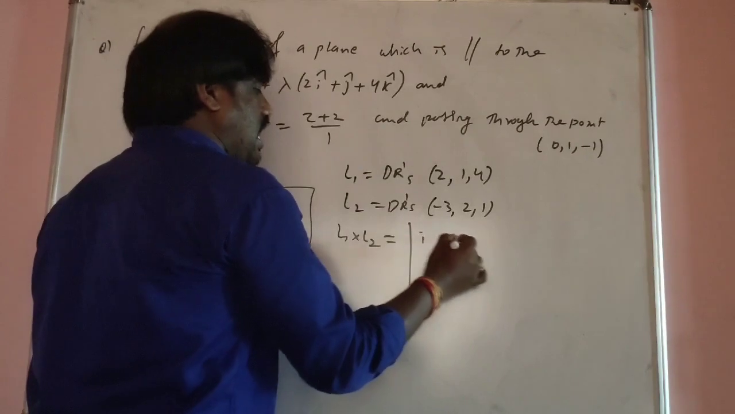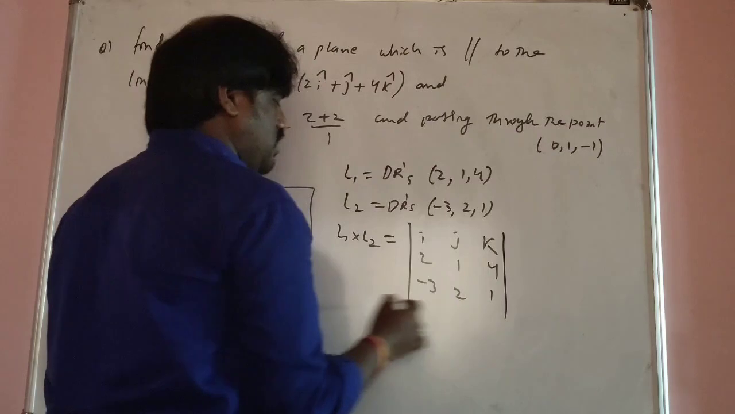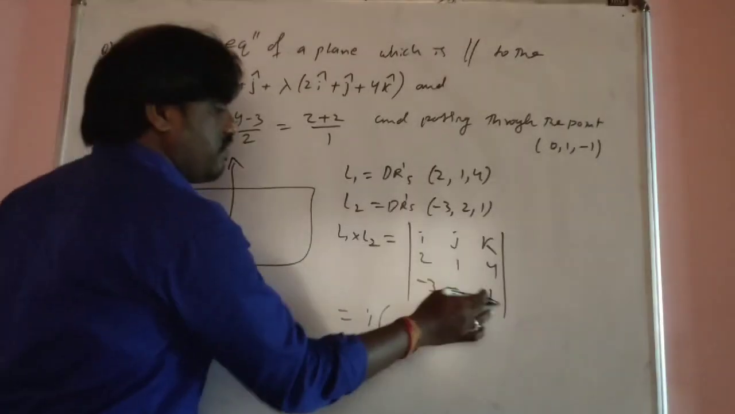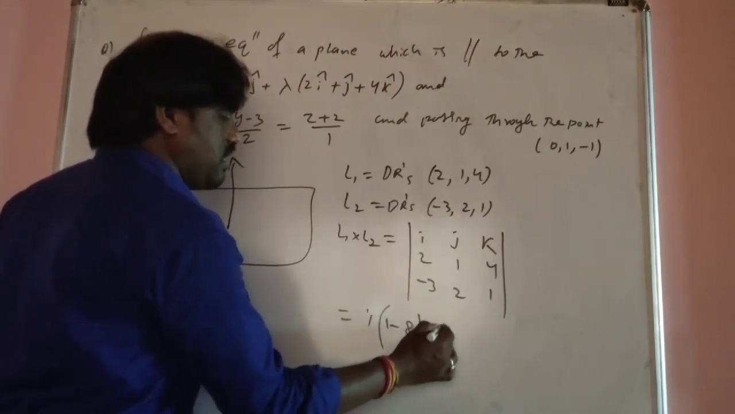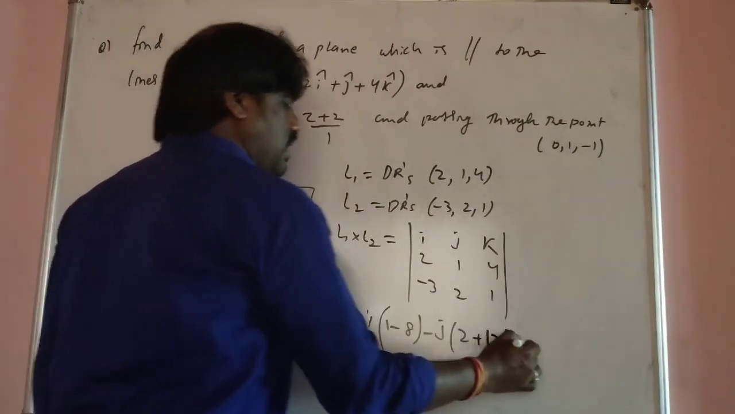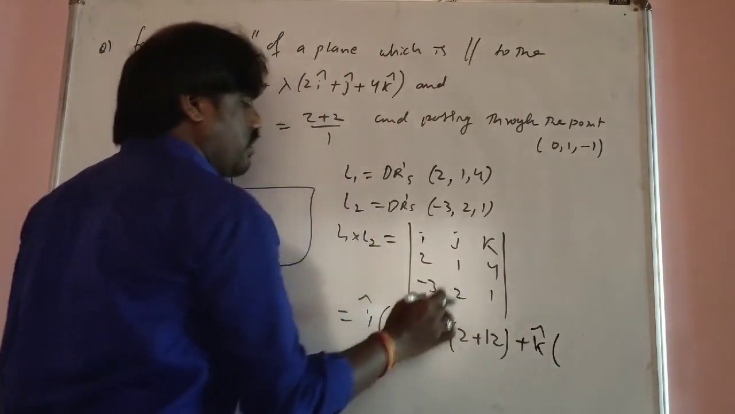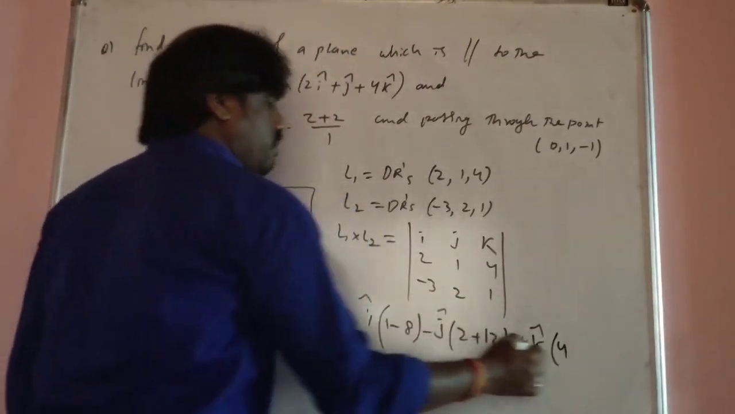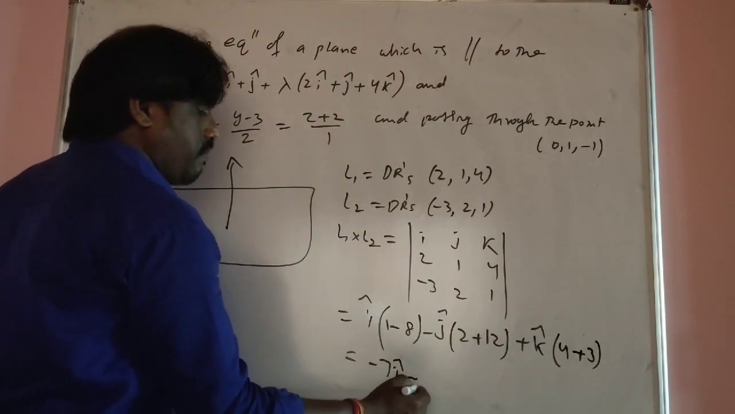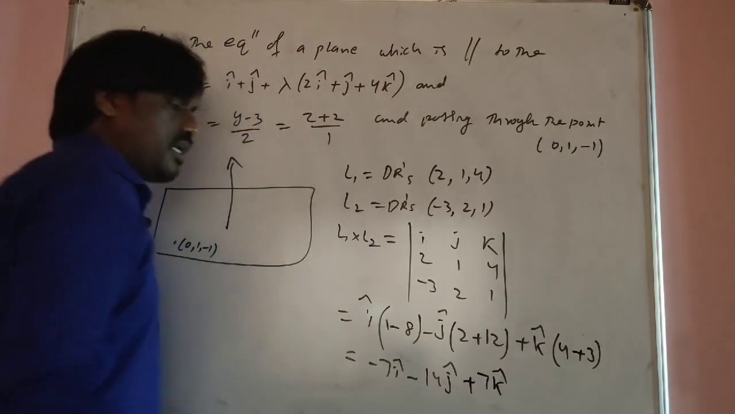So what I am going to get here is the determinant of I, J, K, 2, 1, 4, minus 3, 2, 1. Let us find this. I into, 1 times 1 is 1, minus 2 times 4 is 8, minus J into, 2 times 1 is 2, plus 4 times 3 is 12, plus K cap into, 2 times 2 is 4 and minus into minus plus 3 ones are 3. It means I get minus 7 I cap minus 14 J cap plus 7 K cap.